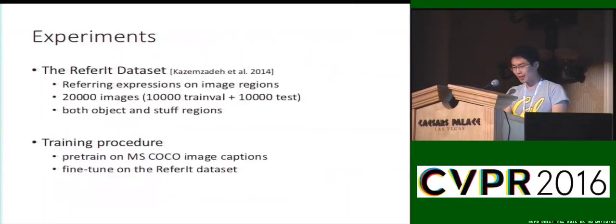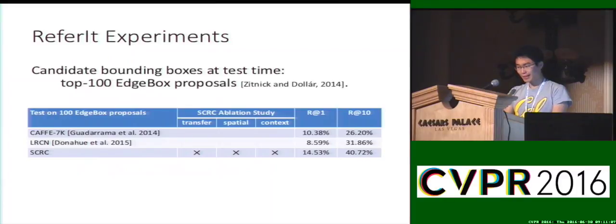In our experiments, we evaluate our method on several datasets. We first train and evaluate on the ReferIt dataset, which contains referring expressions on image regions. As described before, we first transfer from image captioning by pre-training our model on MS COCO image captions, and then fine-tuning the model on the ReferIt dataset. During testing, we use the top 100 EdgeBox proposals as our candidate bounding box set, and evaluate with retrieval recalls. This table below shows the results.